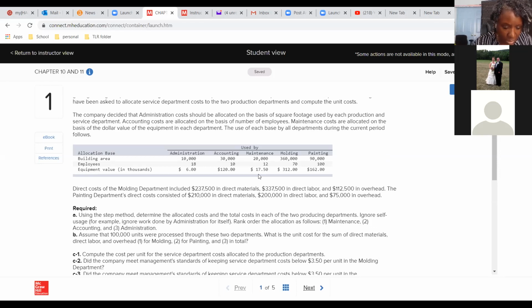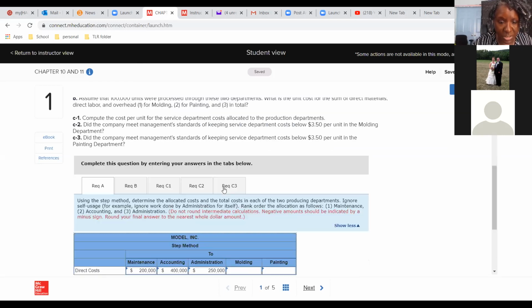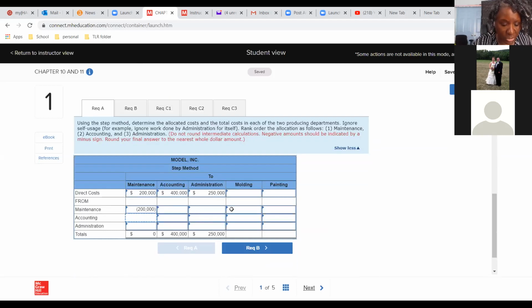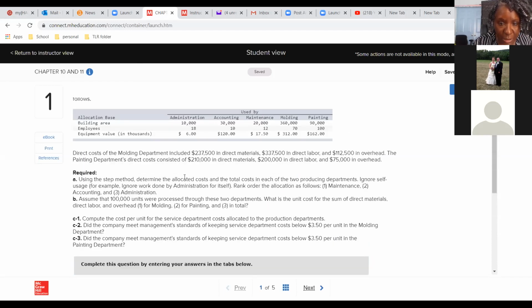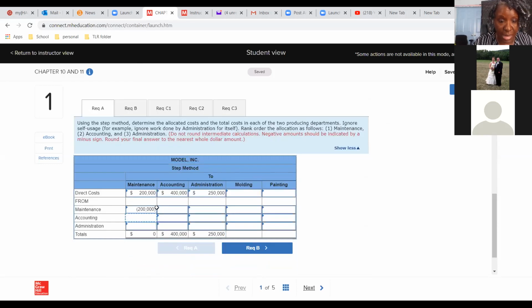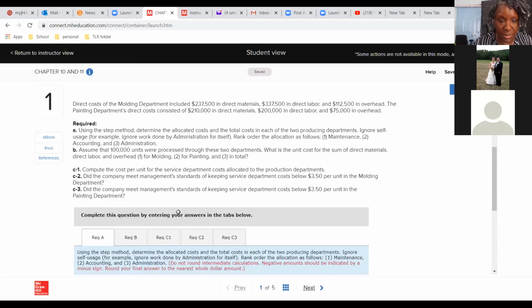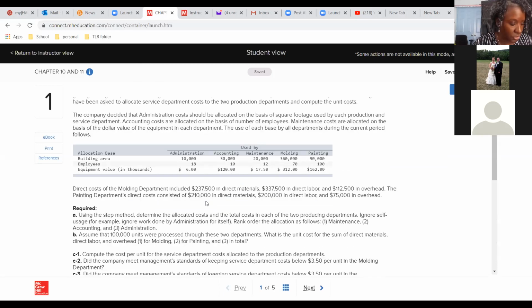So how are we going to do the allocation of those costs? How much is accounting going to get? How much is administration going to get? And how much is molding and painting? Accounting has 10 employees. What do you guys think? We're taking the monies and allocating part of it to the accounting department. How much of that $200,000 are we going to allocate to accounting?